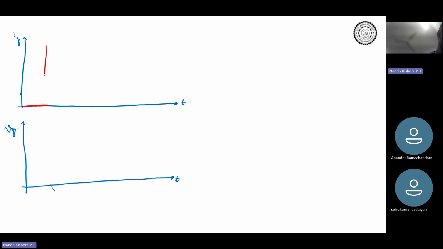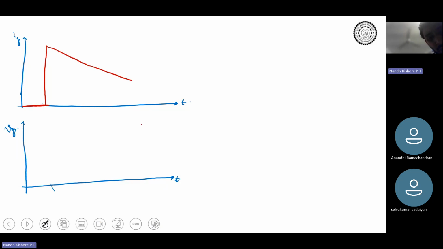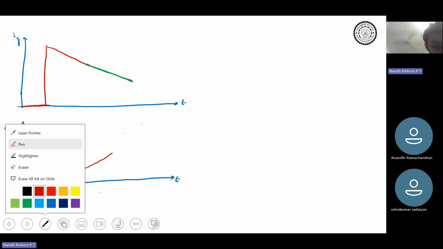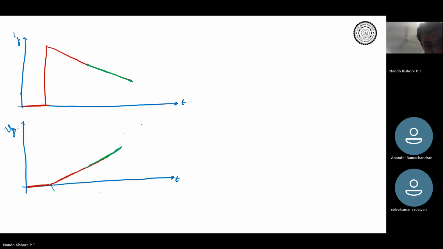So your IG was IG peak, and then it slowly falls to I1, and it continues falling till I2. And what about your VGS? Your VGS was initially at VEE. It slowly started increasing. It hit V threshold, and beyond that, it continued increasing linearly. Right? So let me mark these.